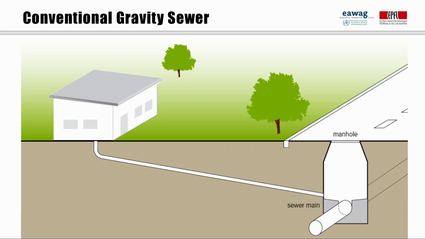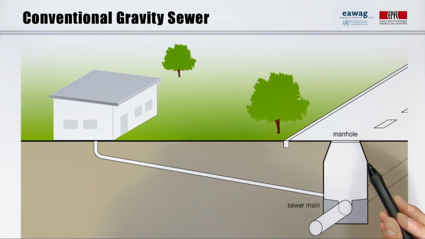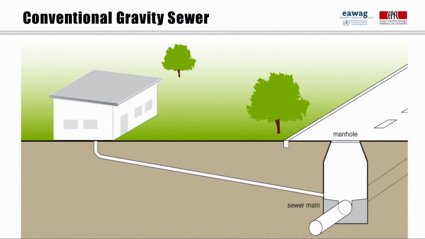The best known system is the conventional gravity sewer. Conventional gravity sewers are large networks of underground pipes that convey black water, grey water, and in many cases stormwater from the houses to the wastewater treatment plant using gravity and often pumping stations. The sewer is designed so that it maintains self-cleansing velocity, which means guaranteeing a flow that will not allow particles to accumulate.